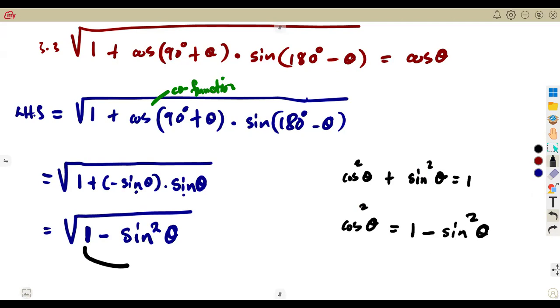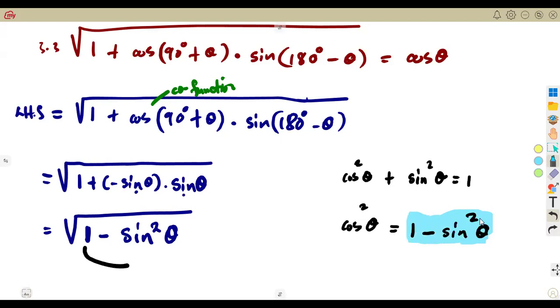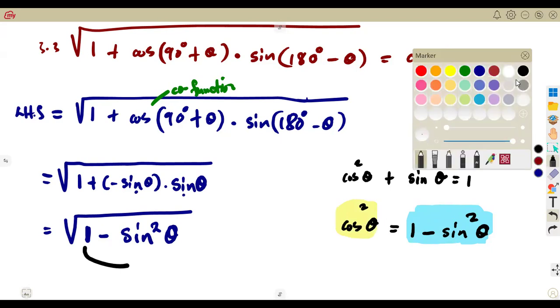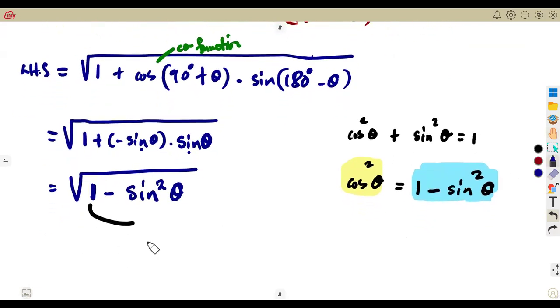So where you see this 1 minus sine squared theta, guys, whenever you see this, it can be replaced with what? Cos squared in place of it. And that's our situation in this case, where we have the 1 minus sine squared theta. So what is its equivalent in terms of a cos? It is cos squared. So that's the square root of cos squared theta, guys.